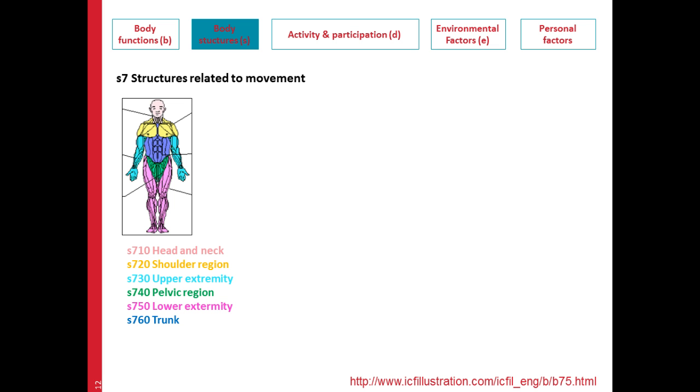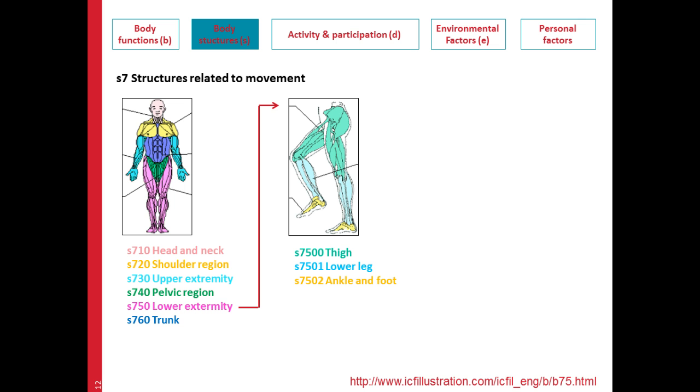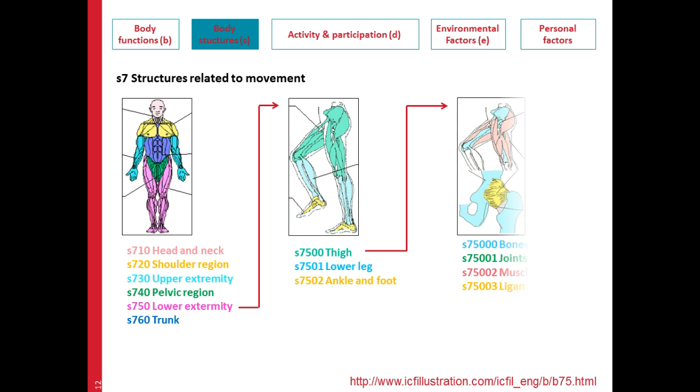The classification of body structures is quite different in that it is by anatomical region first and then by the structures. Thus, the second digit defines the broad region, the lower extremity, for example, and the third digit defines a more specific segment. And the fourth is the type of structure, whether it is a bone, a joint, a muscle, or a ligament. Note that the joints between segments are included with the most distal segment. So the hip joint is included in the thigh segment.